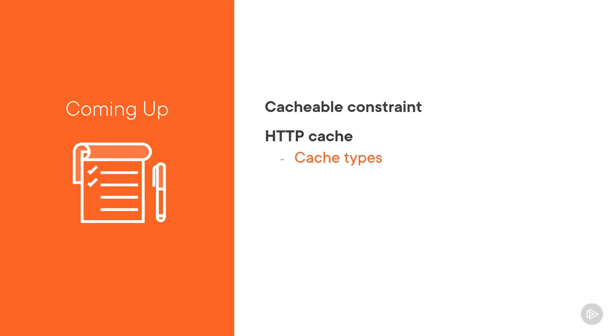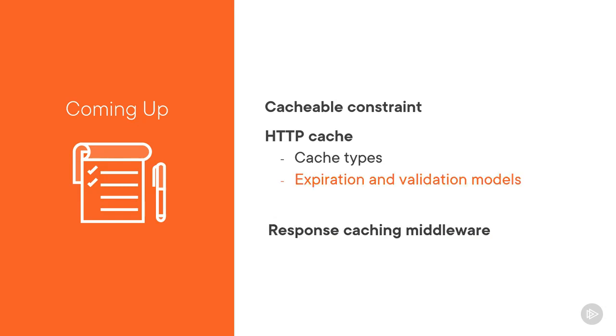We will first learn about the different cache types as defined by the HTTP cache standard. We'll have a look at Microsoft's response caching middleware, and we will learn how that compares to that HTTP cache standard. After that, we will learn about cache expiration and validation models and the cache control header. Let's dive in.